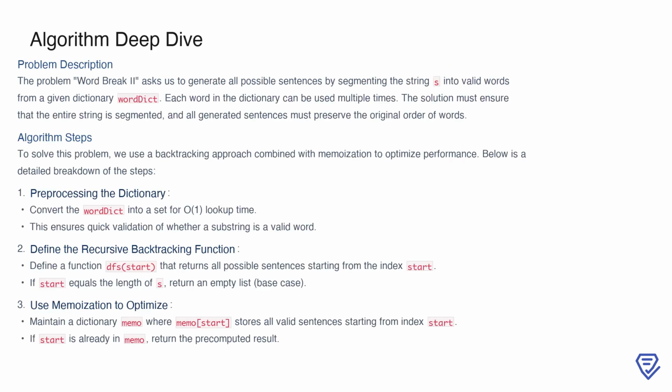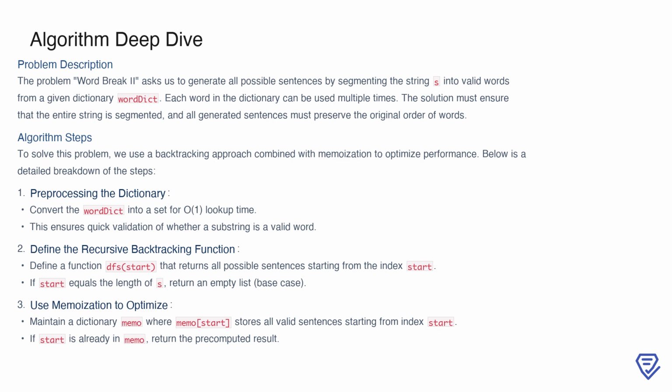The problem, Word Break 2, challenges us to generate all possible sentences by breaking down the string s into valid words from a given dictionary, wordDict. Each word in the dictionary can be reused multiple times, but we need to ensure that the entire string is segmented into meaningful words in their original order. To solve this, we can use a backtracking approach combined with memoization for efficiency.